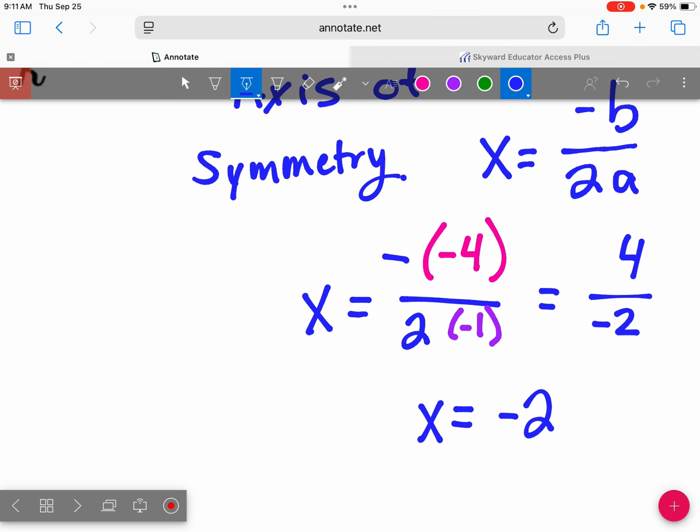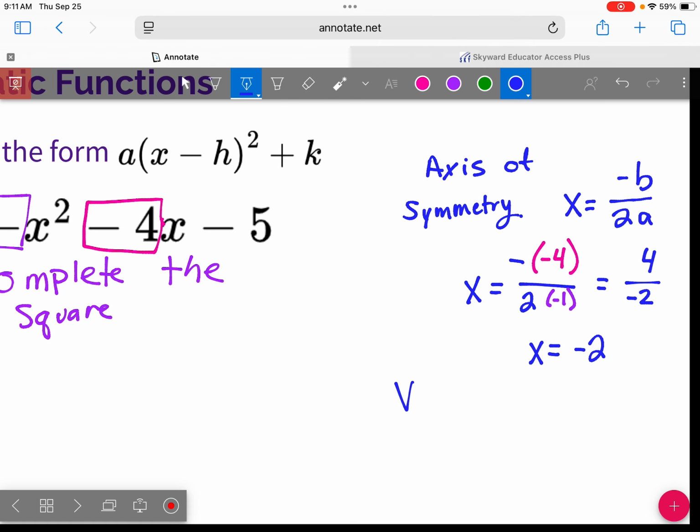-2. So for my vertex, I know that my x is -2. Because that axis of symmetry, that vertical line that goes through the center of my parabola, goes through the vertex every single time. How could I find the y value when x is -2? Plug it into the equation.